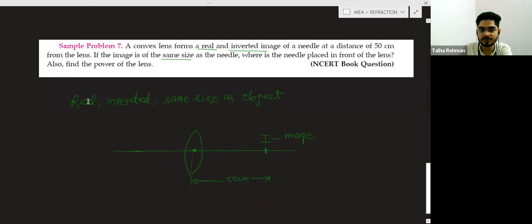This information is given: real, inverted, same size as the object. Now where will you place the object? So you will get the real, inverted image, same size as the object, if you place the object at a distance of 50 centimeter in front of the lens. Is it or not, Martin? Manha?